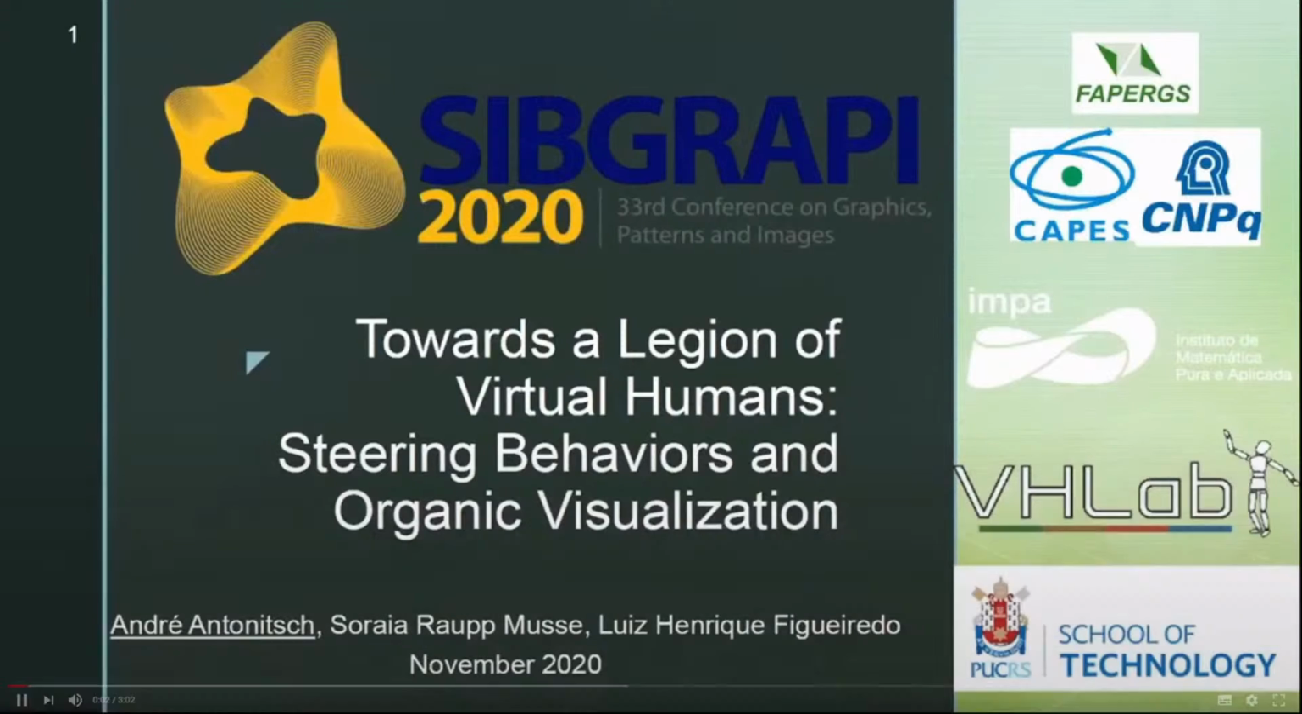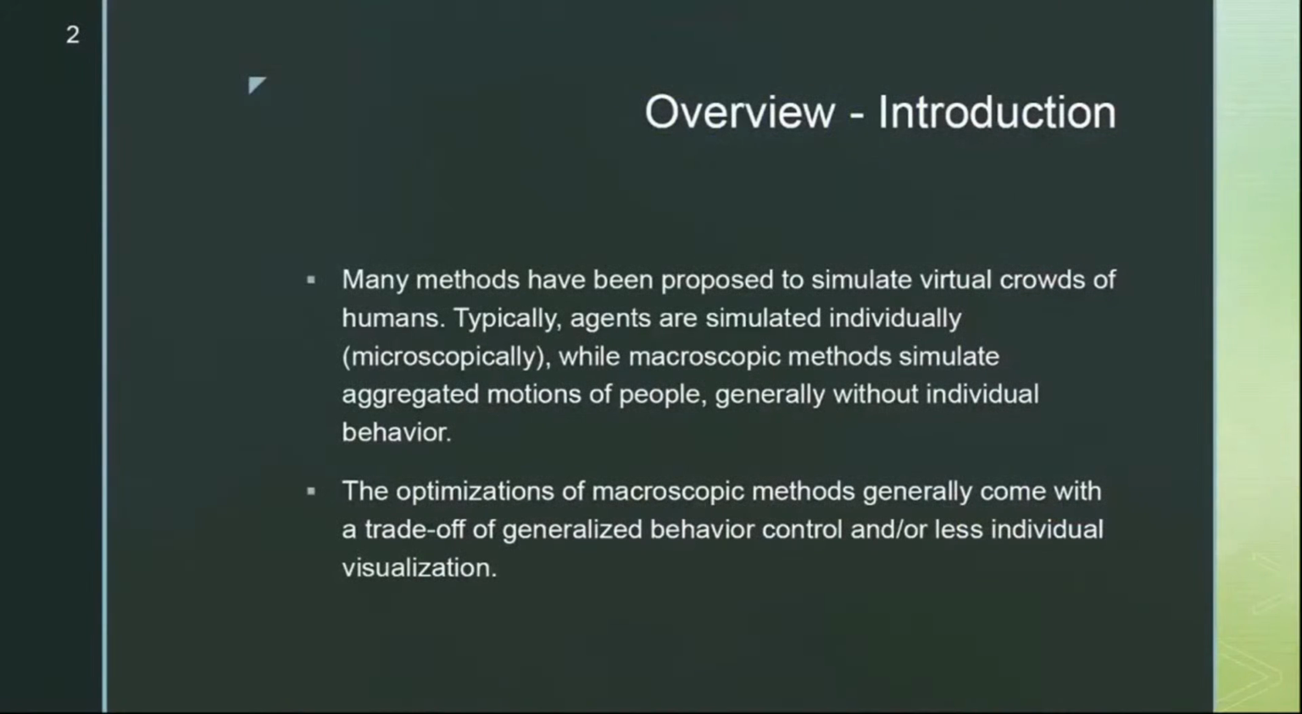Hello, I am André from PUCRS, Brazil, and I will be presenting our work, Towards a Legion of Virtual Humans: Steering Behaviors and Organic Visualization. Many methods have been proposed to simulate crowds of humans. Typically, agents are simulated individually, said to be a microscopic simulation, having their actions and behaviors applied individually. Macroscopic crowd simulation methods have been proposed to simulate aggregated motions of people, usually at an accuracy-performance trade-off.